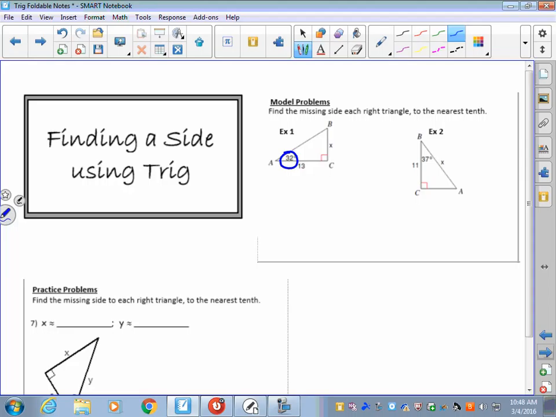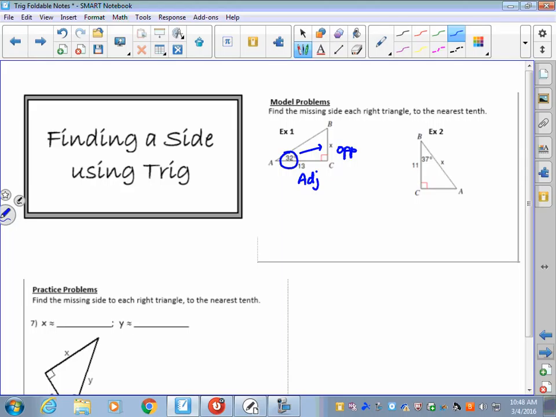Yeah, and then we label in relationship to that angle. So x is opposite, right? The 13 would be adjacent. We don't have the hypotenuse labeled. There's no measurement there, so I don't need to label that. Don't label extra stuff. Just label what's given, okay?